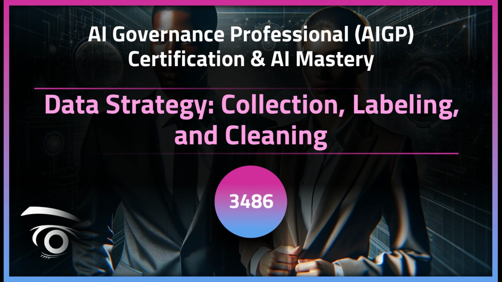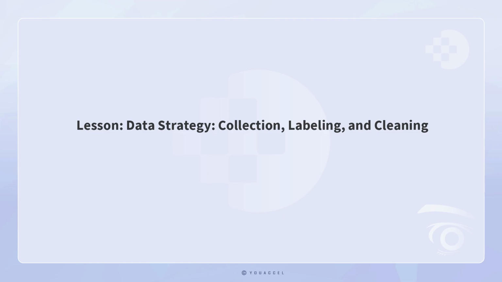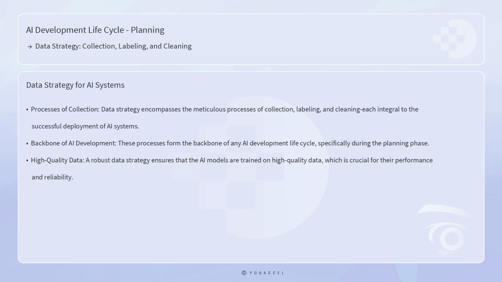Let's proceed with the lesson. Lesson: Data Strategy, Collection, Labeling, and Cleaning. Data strategy encompasses the meticulous processes of collection, labeling, and cleaning, each integral to the successful deployment of AI systems. These processes form the backbone of any AI development lifecycle, specifically during the planning phase.